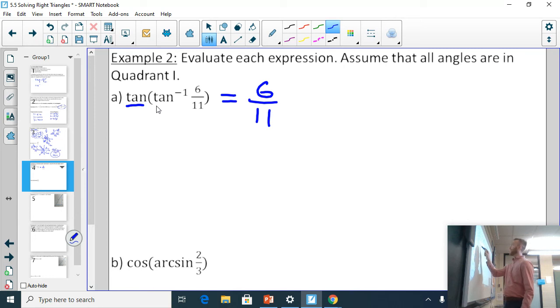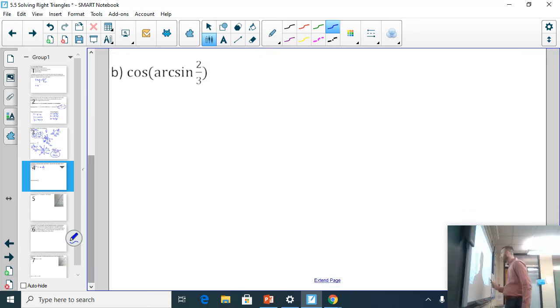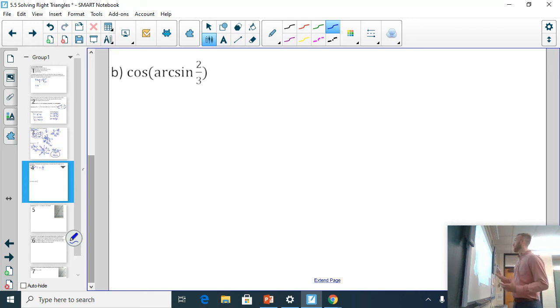And you can kind of think of it as like the tangent and the inverse tangent kind of cancel each other out. But that's the thinking behind it, right? Tangent inverse of 6 over 11 is saying whose angle has ratio 6 over 11. And then the tangent is saying, well, what's the ratio of that angle? So that's 6 over 11. That one's pretty easy. This one is going to be a little different.